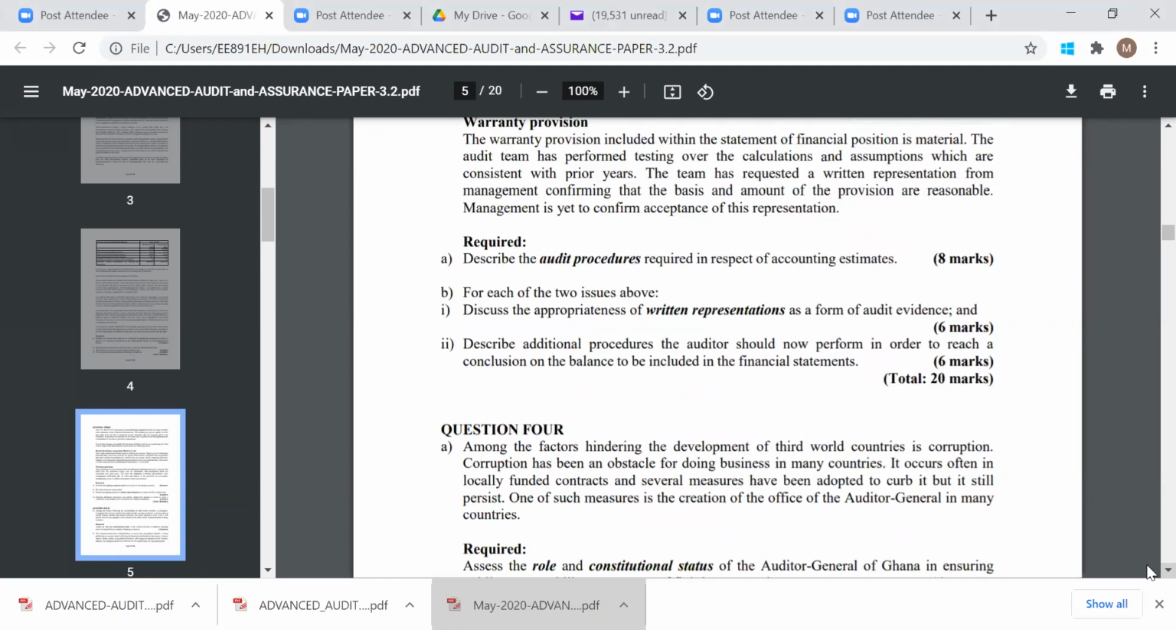Anyway, for each of the 2 issues above, discuss the appropriateness of written representation as a form of audit evidence. So here they are talking about the appropriateness. So it's basically the importance or suitability of written representations. We've already done this. So can anyone take a shot at it?